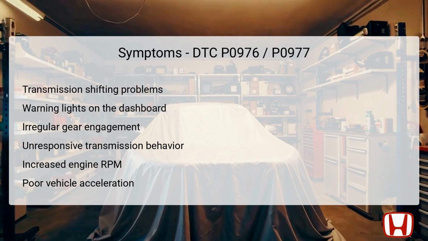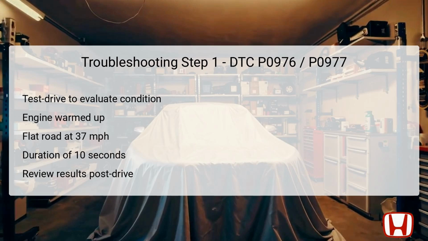The first troubleshooting step for diagnosing DTCs P0976 and P0977 involves conducting a test drive under specified conditions. Start by warming the engine to its normal operating temperature, which is indicated when the radiator fan activates twice. This ensures that the transmission is sufficiently heated for accurate testing.